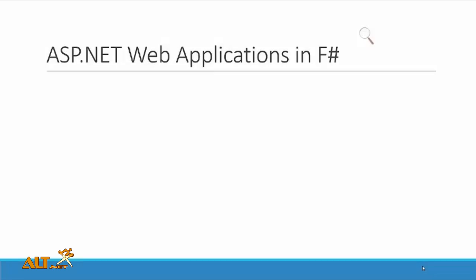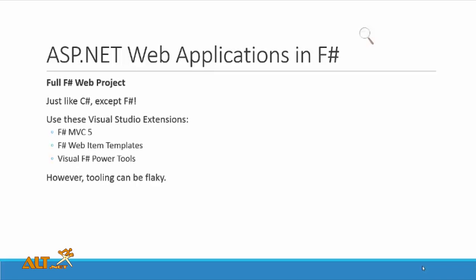So we just saw a small example of what an F# web project looks like. Now, it's very similar to C#. After all, F# is just a .NET language, so everything we do in C# we can do in F#. However, the out-of-the-box tooling for doing ASP.NET with F# is non-existent. So unfortunately, at this point in time, you do actually have to go grab a couple of Visual Studio extensions. So you need to grab F# MVC5 and F# Web Item templates. And that'll allow you to basically go new project and create an F# web project, which is great.